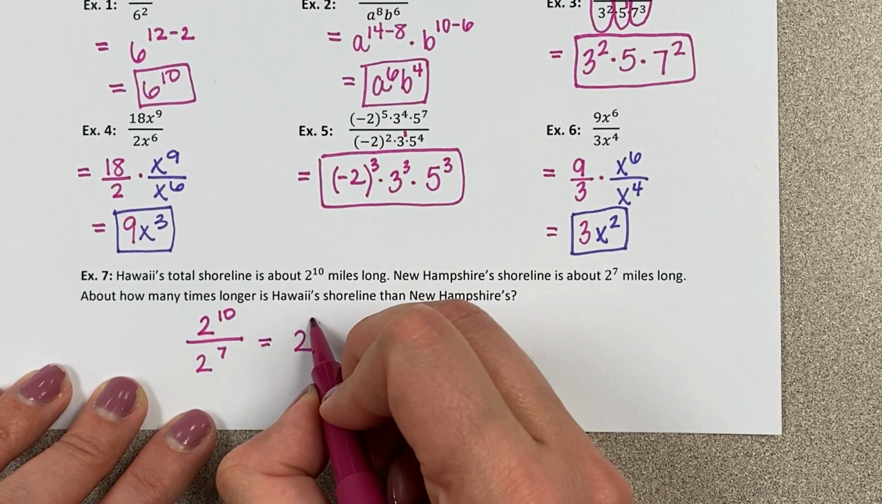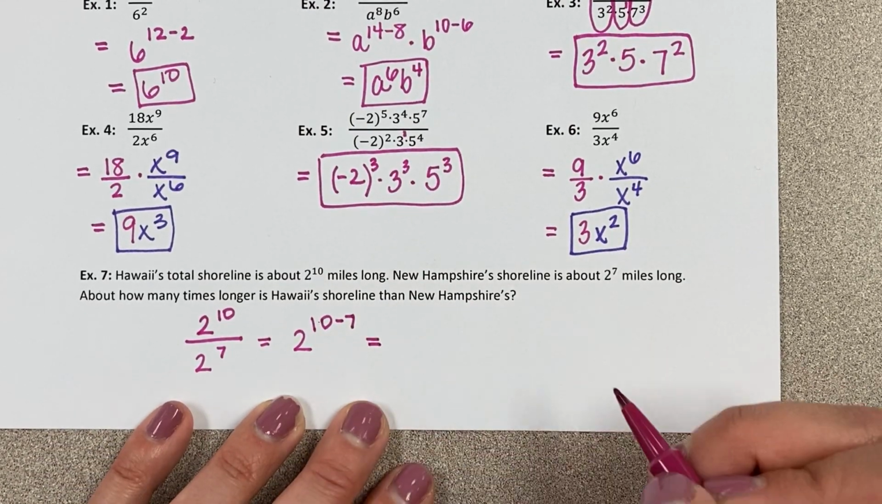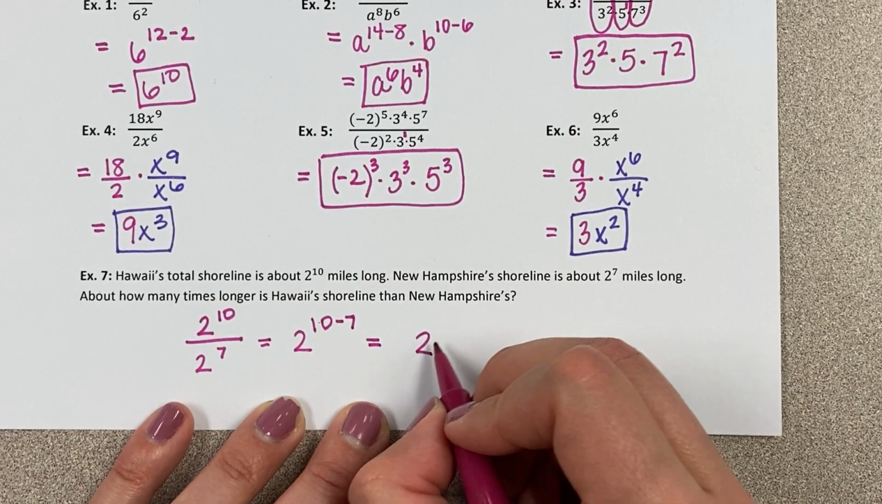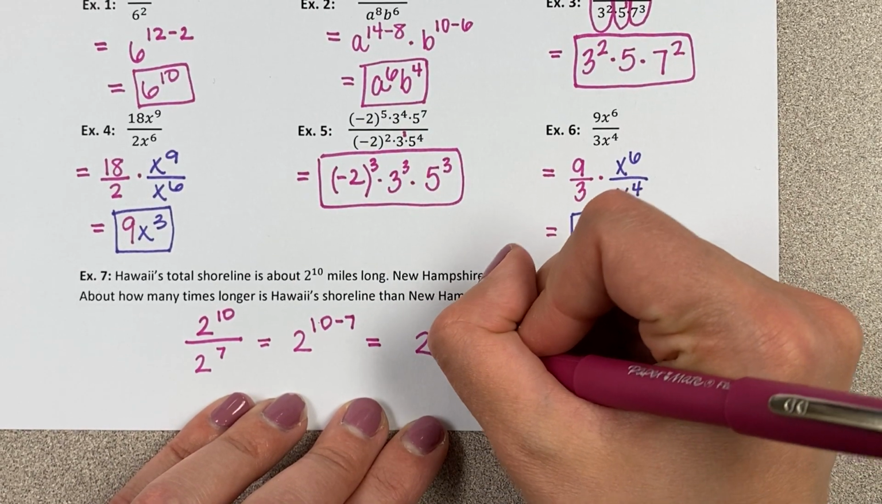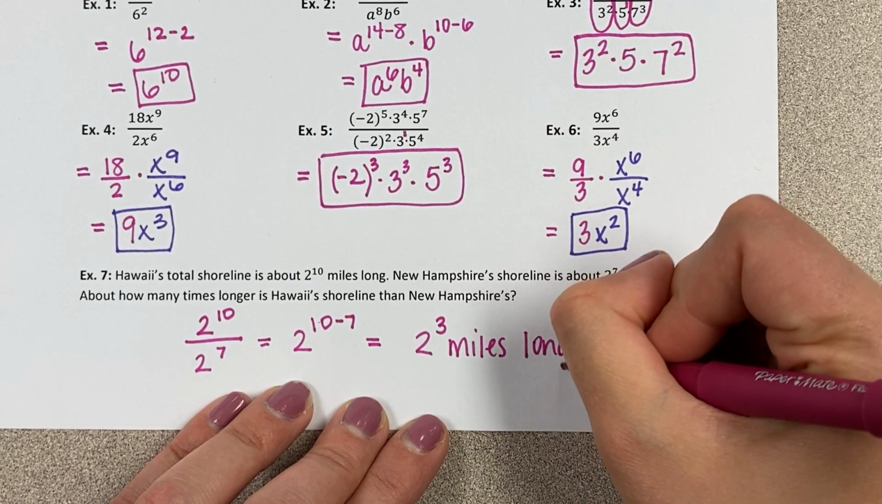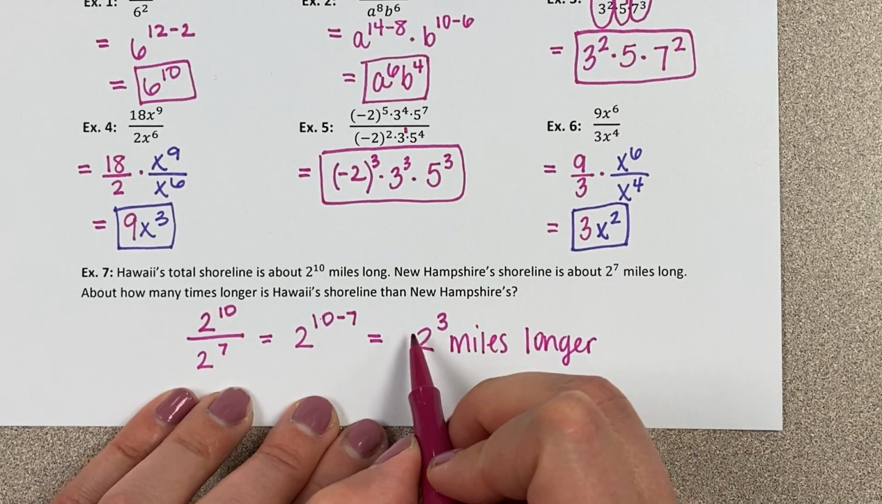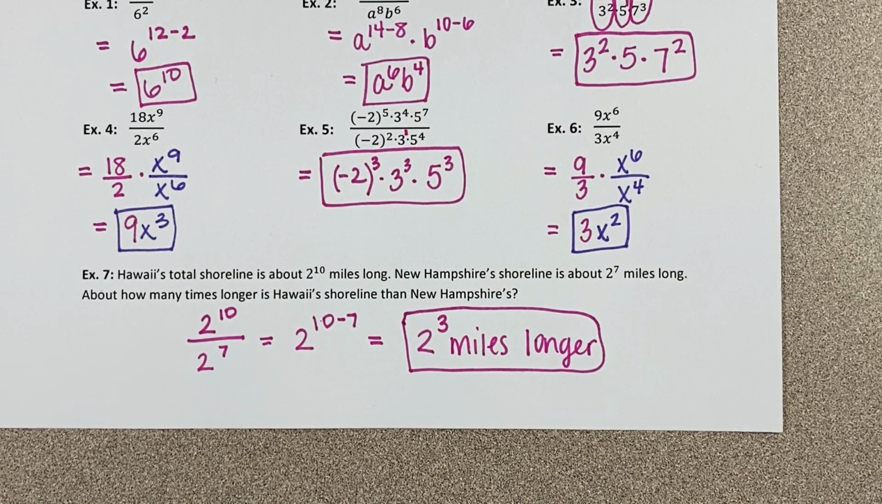So because they have the same base, we're going to do 10 minus 7. We get 2 to the 3rd power. So it's 2 to the 3rd times longer. So you just gotta be careful with the wording and the word problems.